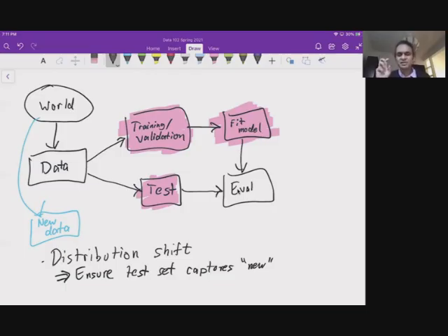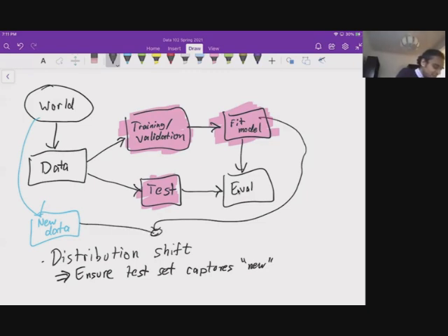And why is it called distribution shift? Because it's essentially saying that the distribution of the data that the model gets applied to in the real world, this distribution and this distribution, are different, right?